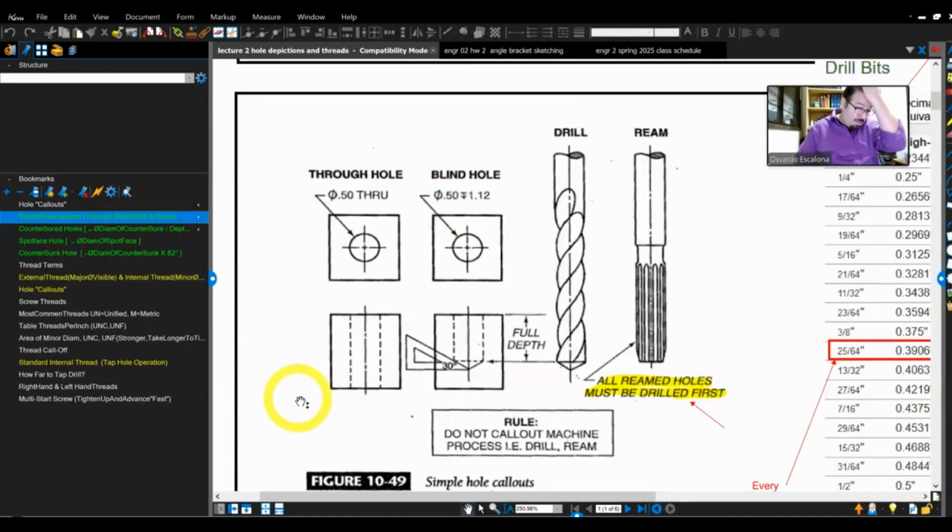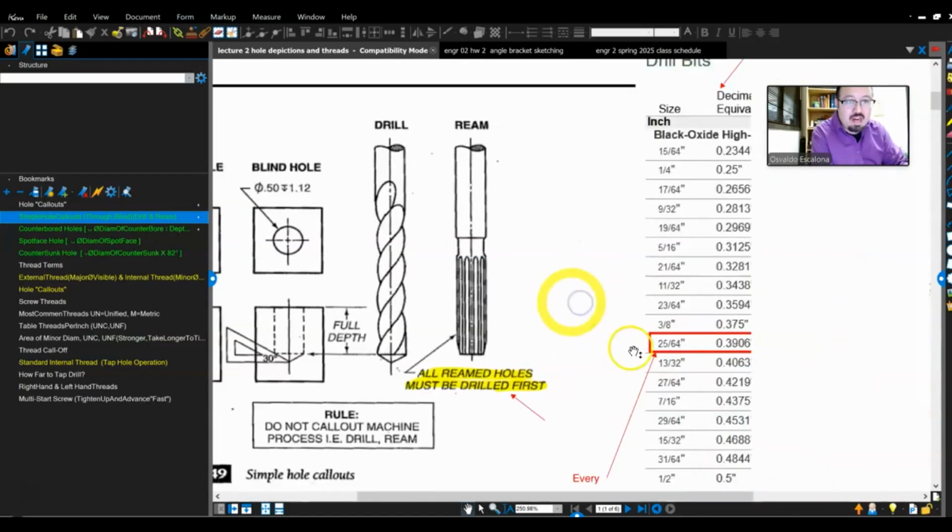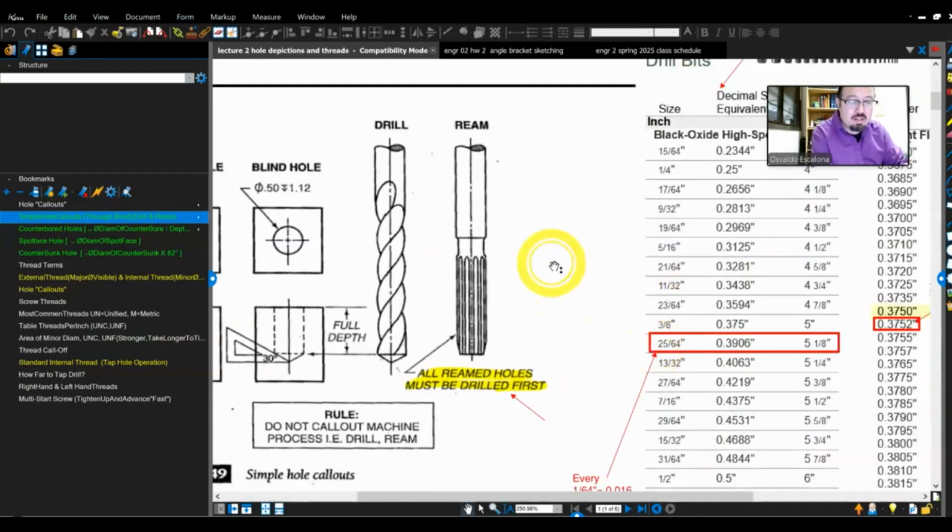Now, if you have a special case where you got your set, but maybe you want a special hole that is not part of the set, you are most likely going to have to buy a custom one. And when you buy a drill bit, the increment size from drill bit to drill bit is going to be 64ths of an inch, 1/64th.